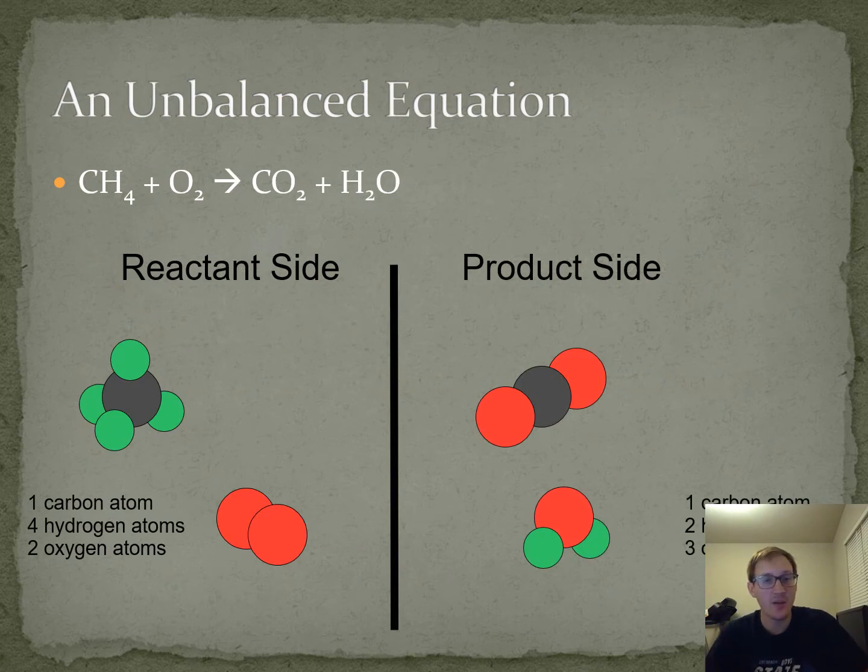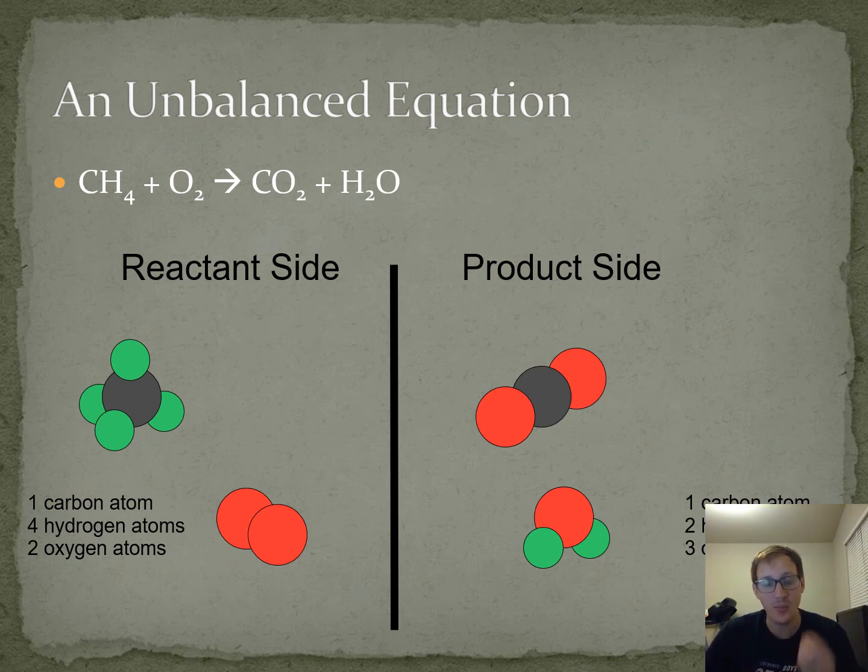Okay, so an unbalanced equation. For example, we have CH4, methane gas, plus O2, which is just oxygen, yields CO2, carbon dioxide, and H2O, water. On the left, we have 1 carbon atom, 4 hydrogens, and 2 oxygen atoms. On the right side, we have 1 carbon atom, 2 hydrogen atoms, and 3 oxygen atoms. So this is an unbalanced equation.